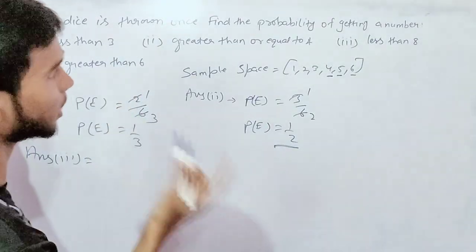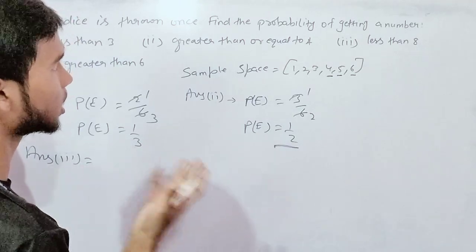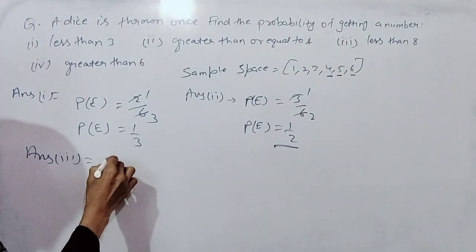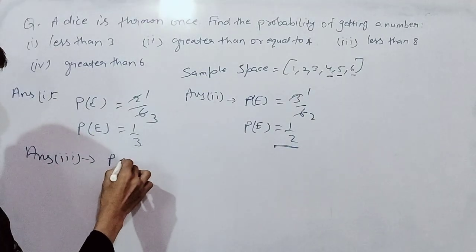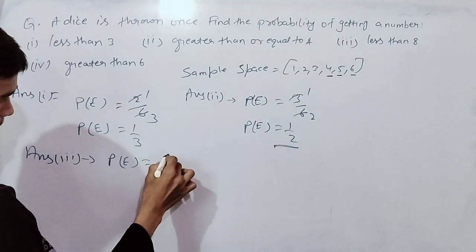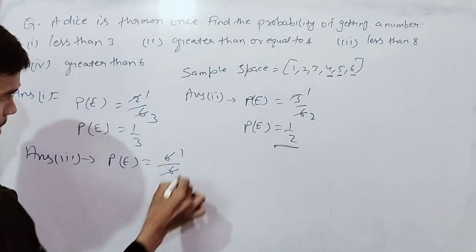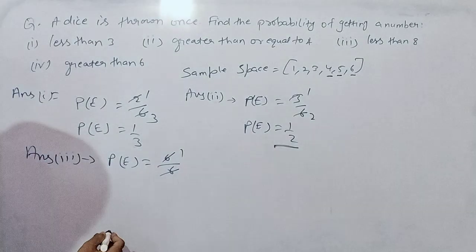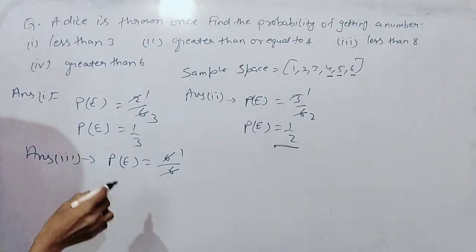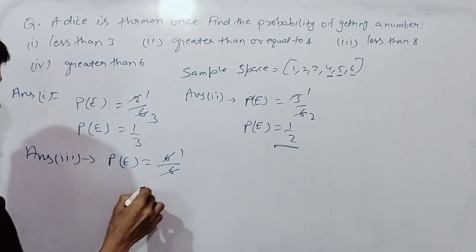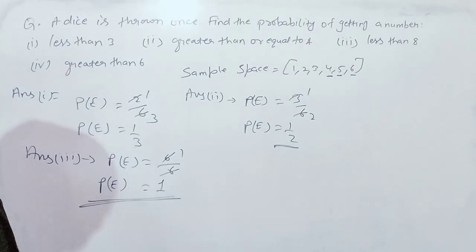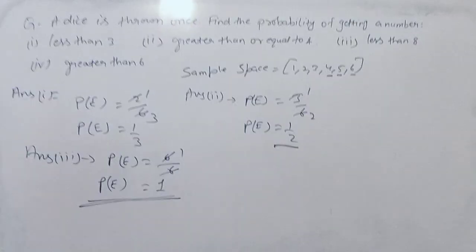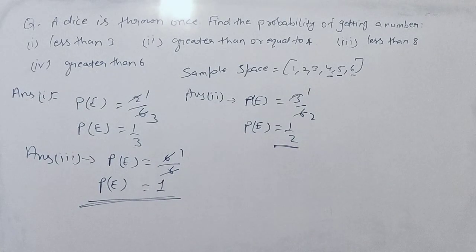Answer of the third question. Now here, less than 8. Less than 8, there are 6 numbers only. So the probability of getting less than 8 is 6 upon 6. 7 will not come because 7 is not in the sample space of a dice. So it is 1, which is saying that this is a sure event. Clear? So that's how we found the probability of each question.